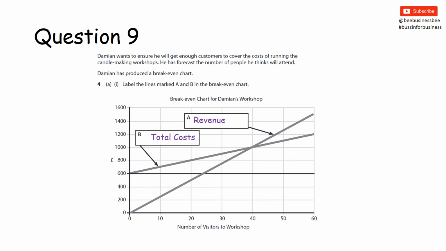That's nice and easy. And you know the intersection for the break-even point is where the revenue and the total costs meet. Because remember, at break-even, you make no profit and no loss. Hopefully you picked up 2 simple marks. Well done.